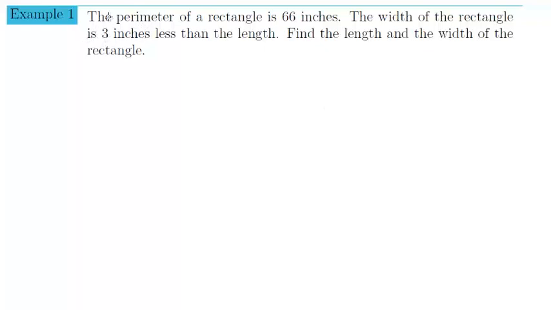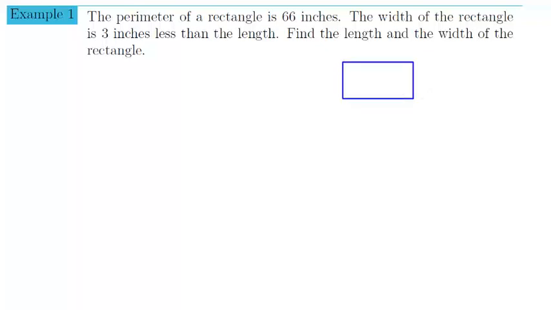Example 1 reads, the perimeter of a rectangle is 66 inches. The width of the rectangle is 3 inches less than the length. Find the length and the width of the rectangle. All right, what we want to do first, anytime you encounter a geometry problem, at least what I would suggest, is that you draw a diagram or a picture that pertains to the problem. This helps us to visualize it and write the equation. So let's start by drawing the appropriate picture for this problem, that is a rectangle.